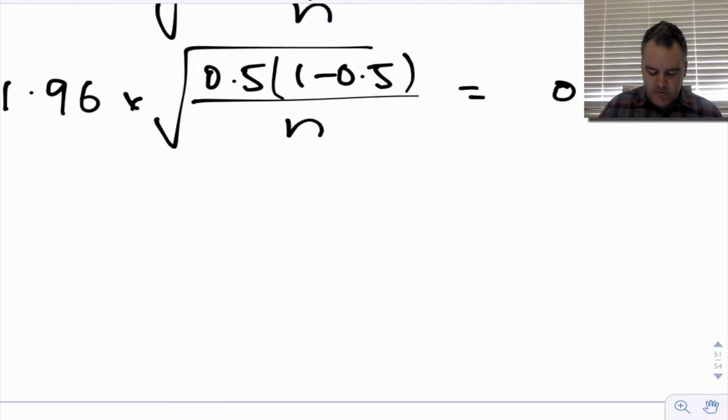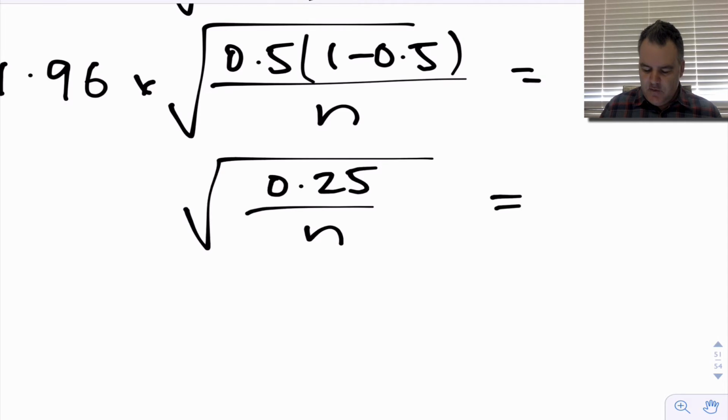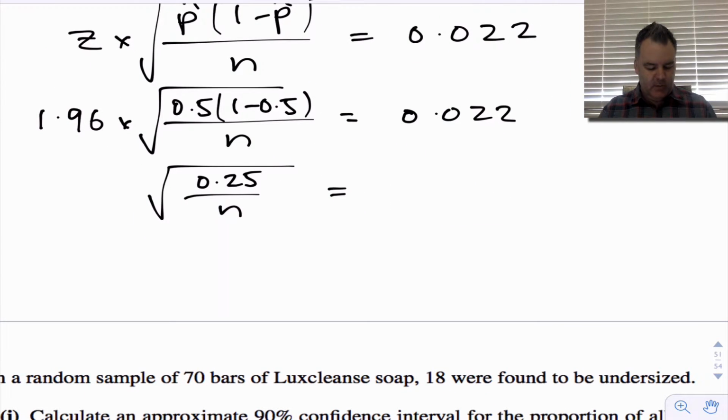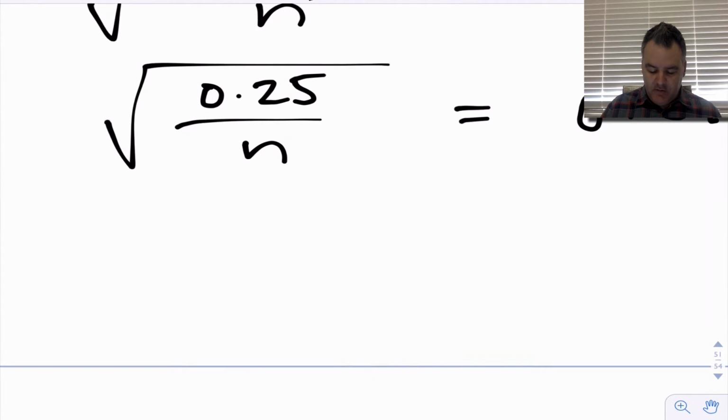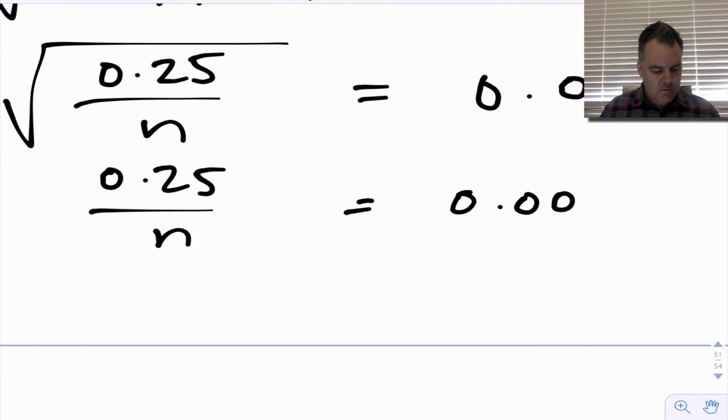So I would first do this. So let's do that in the top line. 0.5 times 1 minus 0.5. 0.5 times 0.5 is 0.25. Okay. So I'm going to divide both sides by 1.96. So 0.022 divided by 1.96 gives me 0.01122. Okay, I'm then going to square both sides. 0.25 over n is that answer squared. So it's around about that. Notice I'm keeping it all on my calculator here. I'm not using any rounded results.